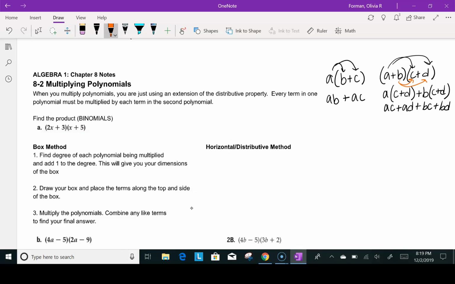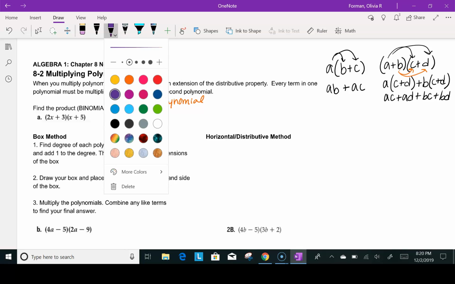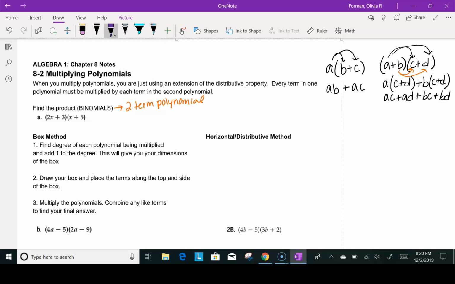Okay, so it says when you multiply polynomials, it's an extension. So find the product of two binomials multiplied together. Remember we talked yesterday, a binomial is a two-term polynomial. So when they both have two terms is what these first few are. I'm going to show you two methods, and I'm going to go back and forth between them on the note sheet. There are two methods I like to teach when I'm doing multiplication of polynomials. The first is the box method.